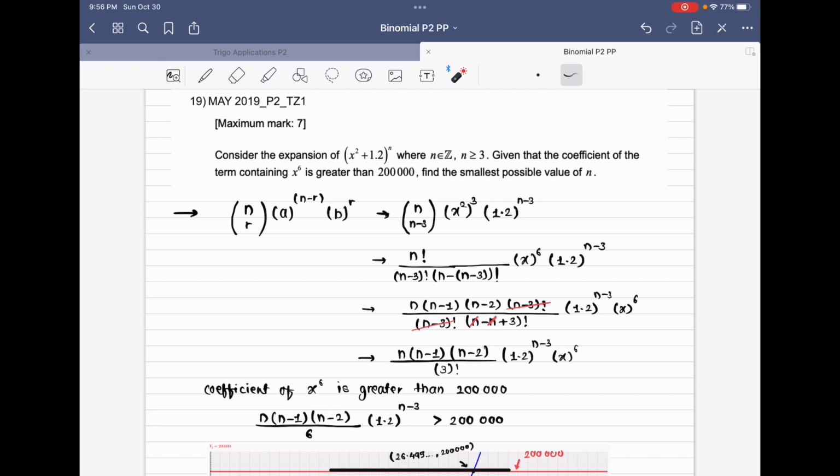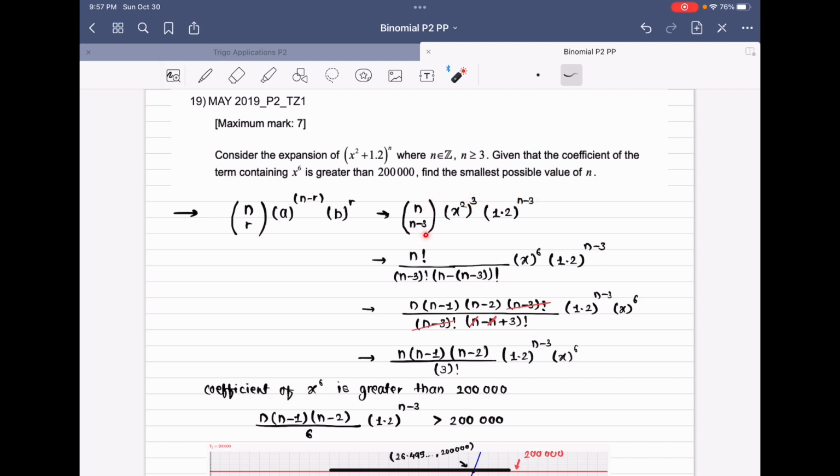So I'm using the term formula nCr. First term A will get n minus r, second term B will get r. My n is n. My r is greater than or equal to 3, that means n minus 3. Or if you are not sure about that, they have already given x^6. So you write down A is x², and you want x^6, that means it has to be 3, since (x²)^3 is x^6. If it is 3, n minus 3 goes over here, and n minus 3 is basically your r.